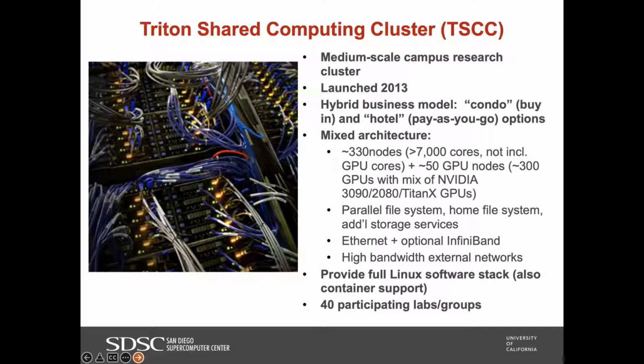So right now we have about 330 CPU nodes and about 50 GPU nodes. And it's a very mixed architecture with different generations of CPUs and GPUs. As part of the program, researchers also have access to a parallel file system and home file system, which you will cover in more detail. We have around 40 participating labs for the condo program and many more in the hotel pay-as-you-go program.